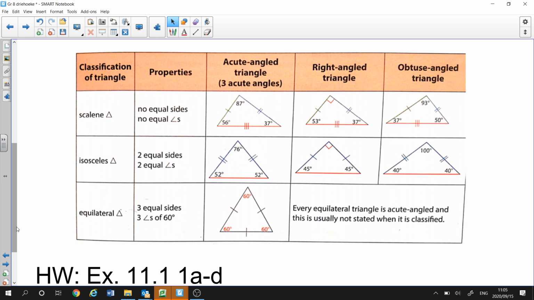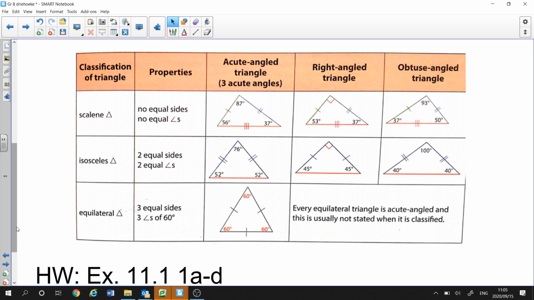When you look at the right angle triangle, one angle is equal to 90 and then the other two must be 45, because if one is 90, the remaining is 90 and they are the same, so it's 45 and 45. Obtuse angle means one angle is greater than 90, so for example, if one is 100, then the other two will be 40.